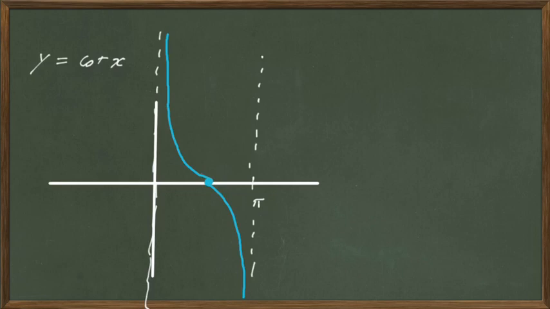We're going to start talking about changing periods, amplitudes, and then eventually phase shifts, which means left and right, and vertical shifts, which move it up and down.